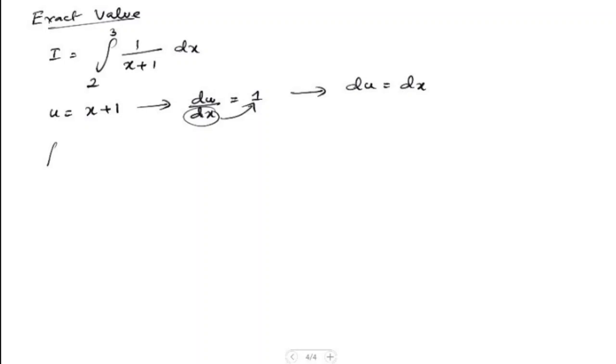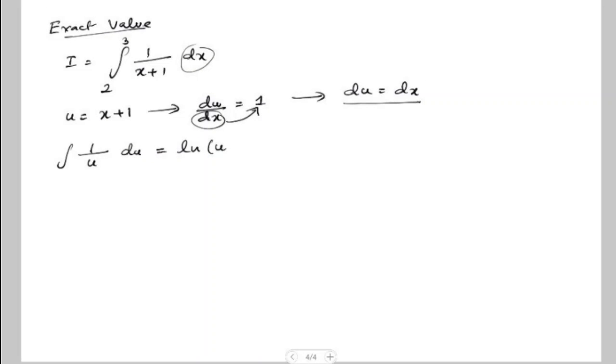Now if we integrate 1 over u, so x plus 1 we replace by u, then we will replace the dx here, as we say dx is equal to du. So this is equal to ln u, and now we can replace the u with x plus 1, and finally we can say that it is ln of x plus 1 plus c. So that's the answer of the integration.